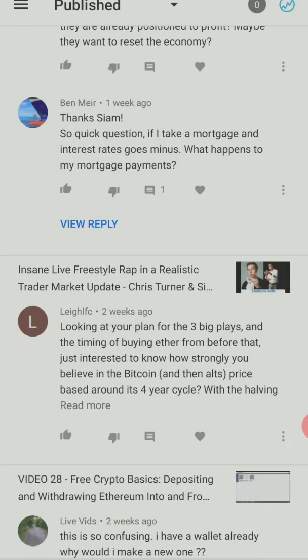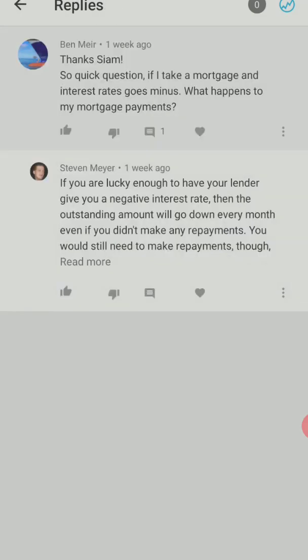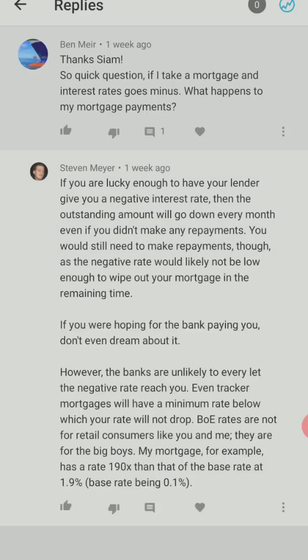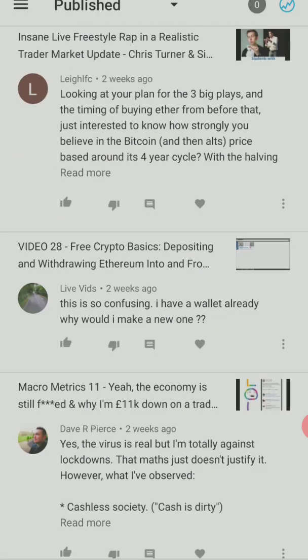If I take a mortgage and interest rates go minus, what happens to my mortgage payments? I have no idea, mate. So Stephen said, if you're lucky enough to have your lender give you a negative interest rate, then the outstanding amount will go down every month, even if you didn't make any repayments. You'll still need to make repayments though. Well, that's a long one. So I'm not too sure, mate. Sorry.